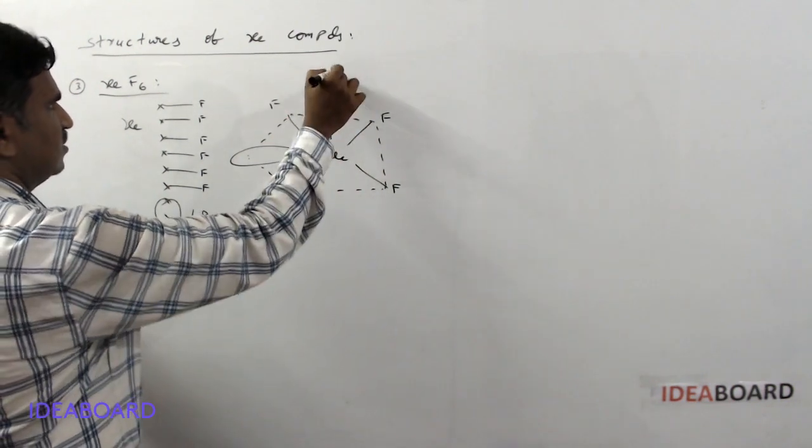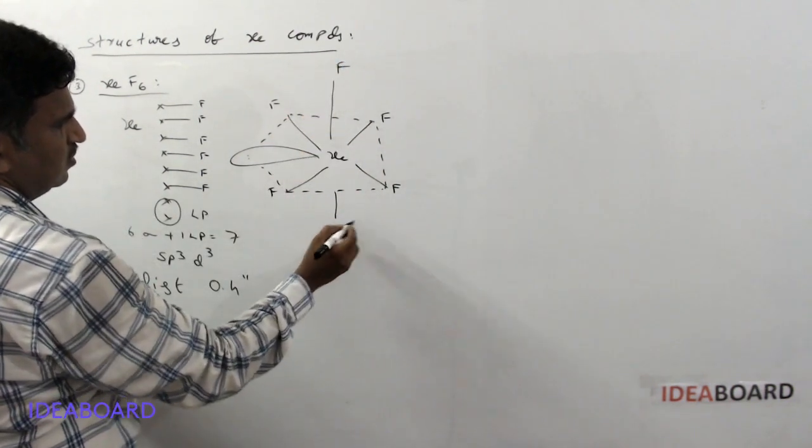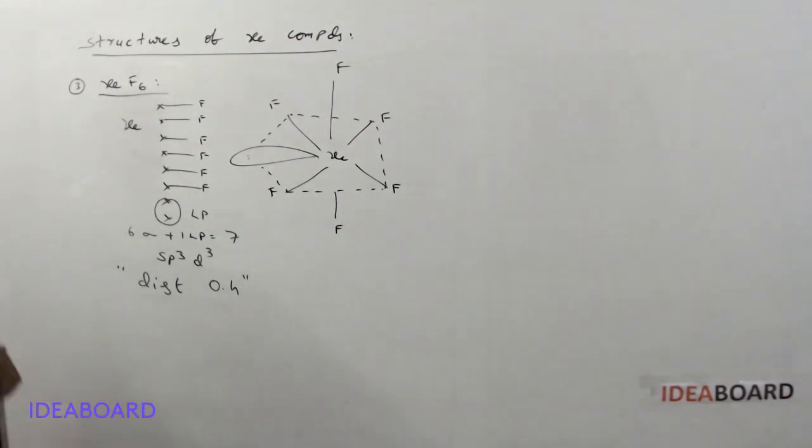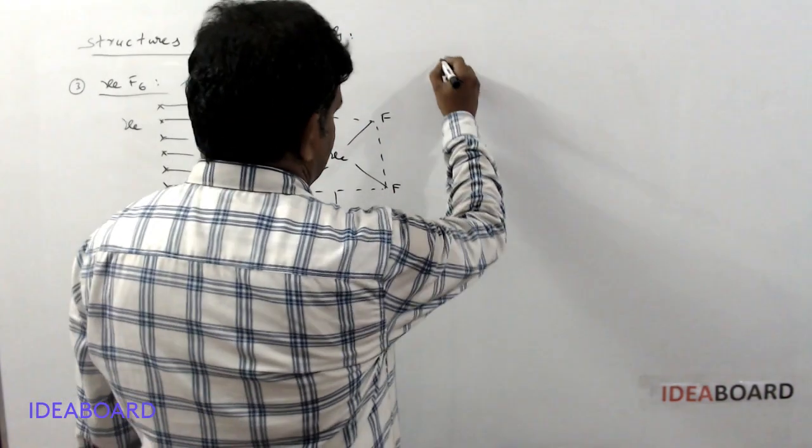And next another one, and this is the sixth fluorine atom. This is the distorted octahedral geometry for the XeF6 molecule. And next, the fourth one.